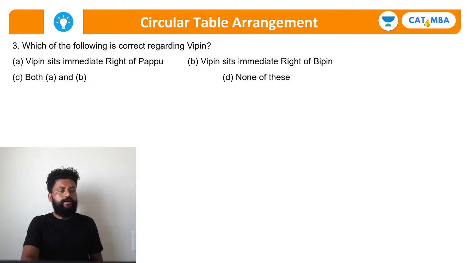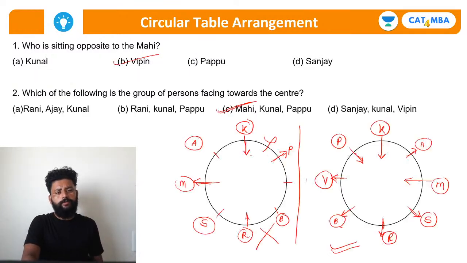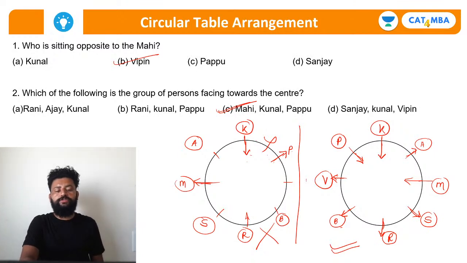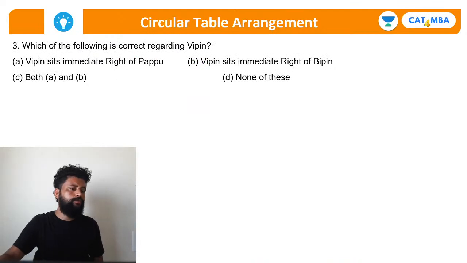Okay, but we cannot answer it because look at answer option C. If we need to check B here, which means it's immediate right of Bipin. How is it possible? Immediate right of Pappu as well as immediate right of Bipin. Yes, that's right, because Bipin is facing outside and Pappu is facing center. So he comes between the two and is immediate right of both. So that's the possibility. Both A and B are right.